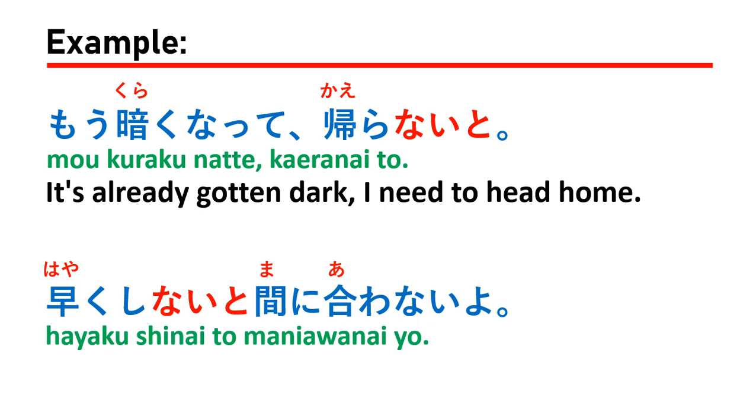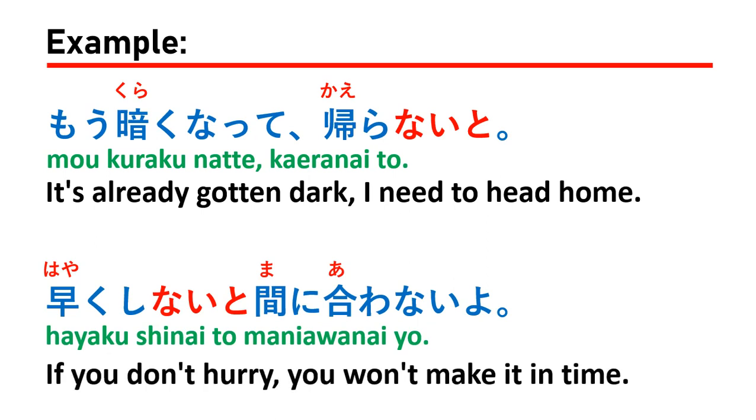The next example. 早くしないと間に合わないよ。This means if you don't hurry, you won't make it in time. In the first sentence we use the verb kaeru, which means to go back home, and we change it to the nai form, kaeranai to. That means it's already late, so you have to go home, right? In the second sentence, hayaku shinai to, we use the verb suru, and the nai form is shinai, while the masu form is shimasu. So hayaku shinai to maniwanai yo means if you don't hurry, you won't make it in time.